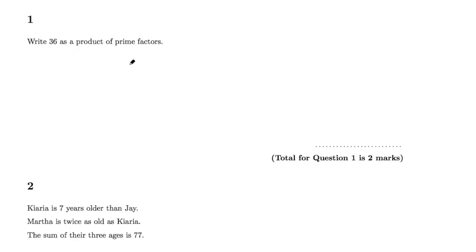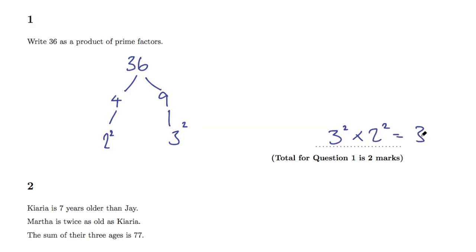So you could use a factor tree and split 36 into its prime factors, and you can start with, for example, 4 and 9, and then 4 is 2 squared and 9 is 3 squared, and they are both prime numbers, so your answer here is going to be 3 squared times 2 squared equals 36.